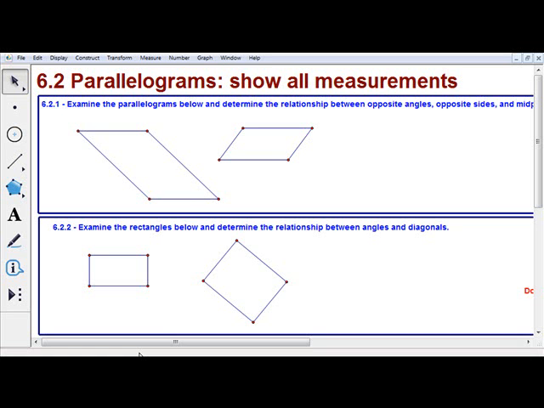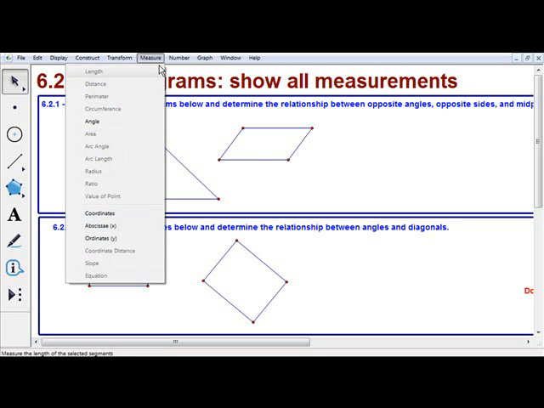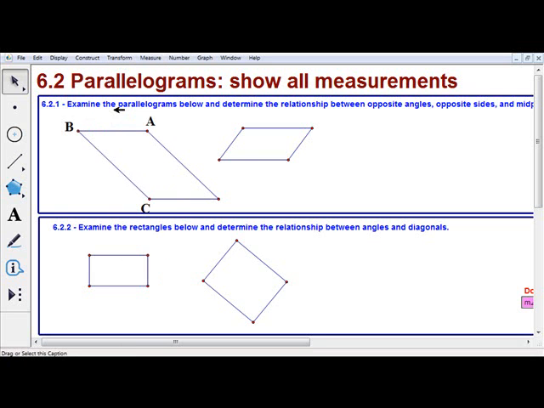And so if you're looking at parallelograms, here's a couple examples of parallelograms. I'll go through one of them to show the relationship between opposite angles. Again, it winds up being relatively easy if we just measure each of these angles and then identify how the opposite angles relate to each other.